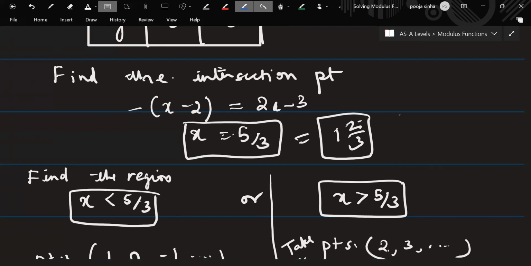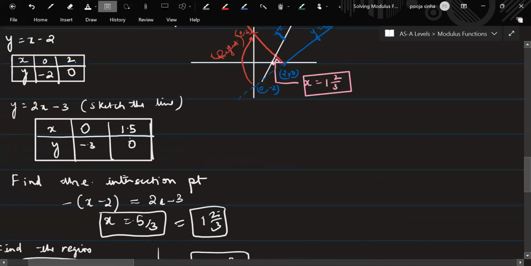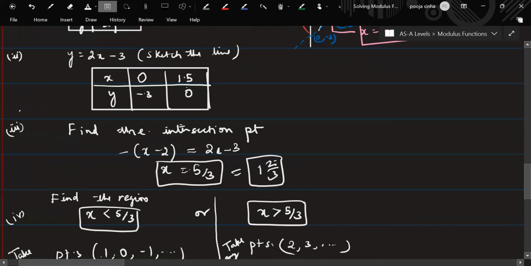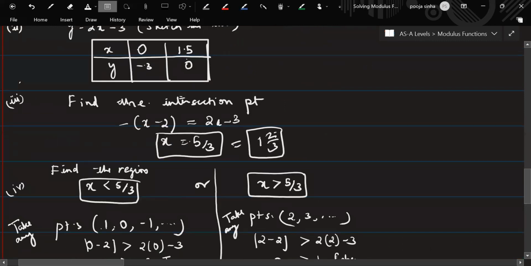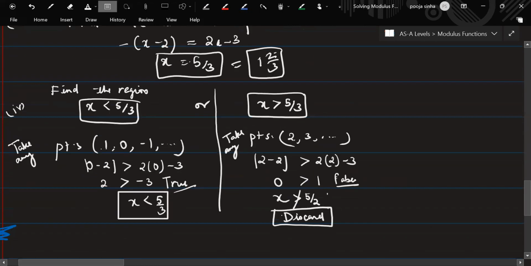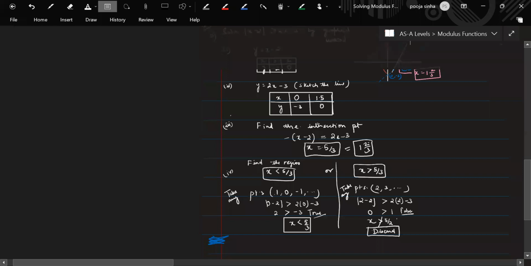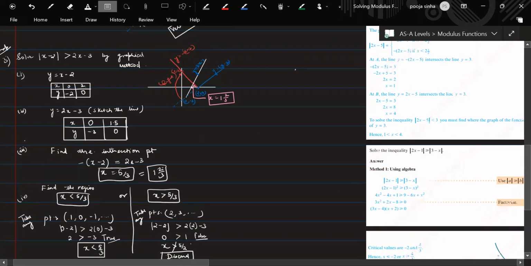Yeah. Okay. So as of now, all we did was find out the intersection point. This much is clear? Now there are two ways of going further. Three steps we have done till now. We sketched the graph for x minus 2 as it had mod. Then we sketched the graph for 2x minus 3. It's a line. Then we found out the intersection point.